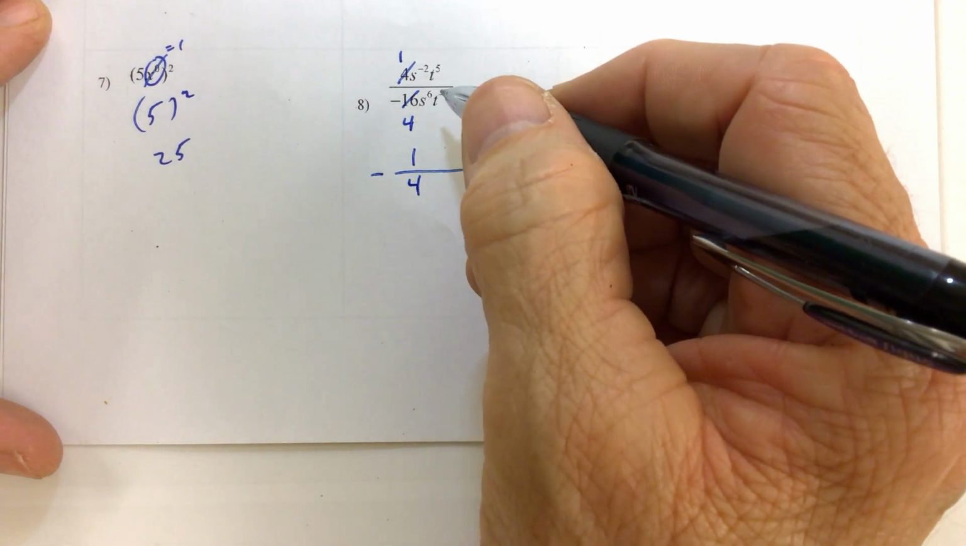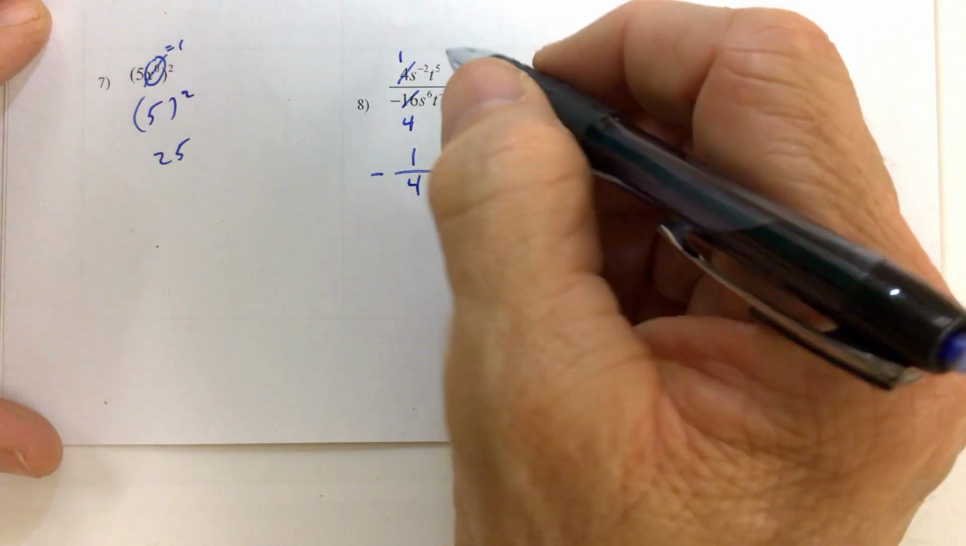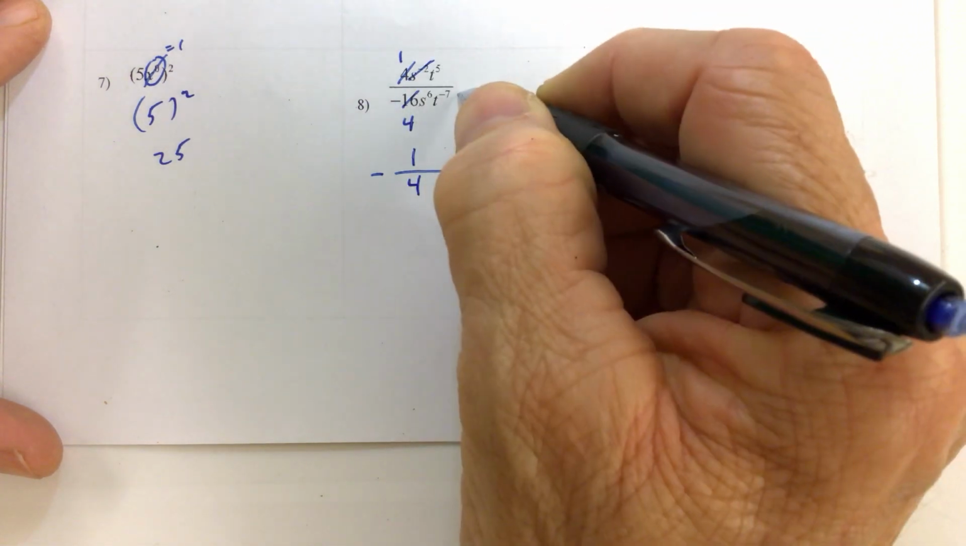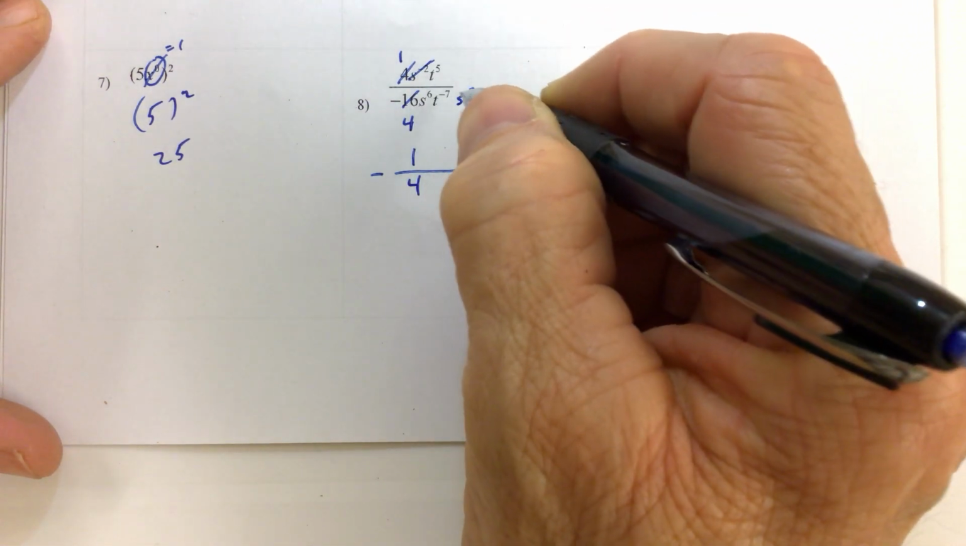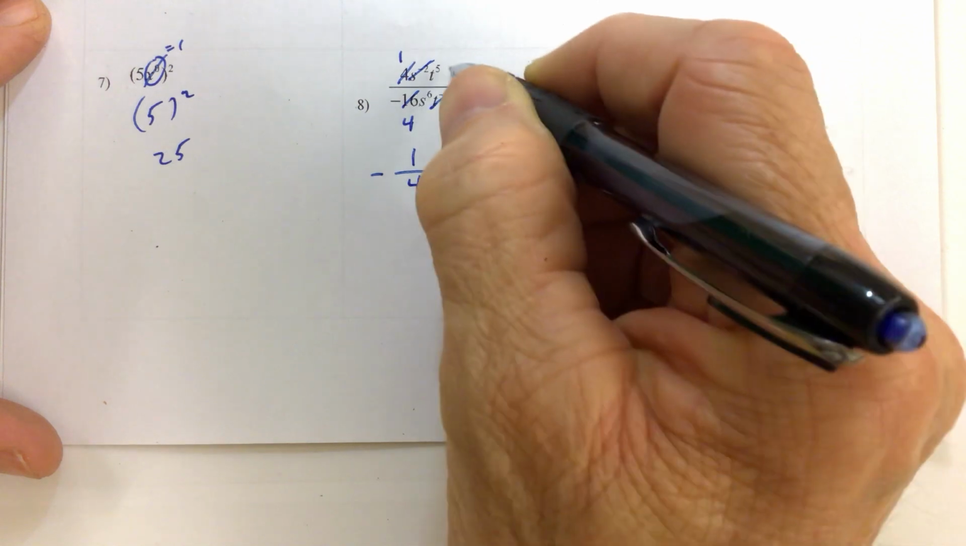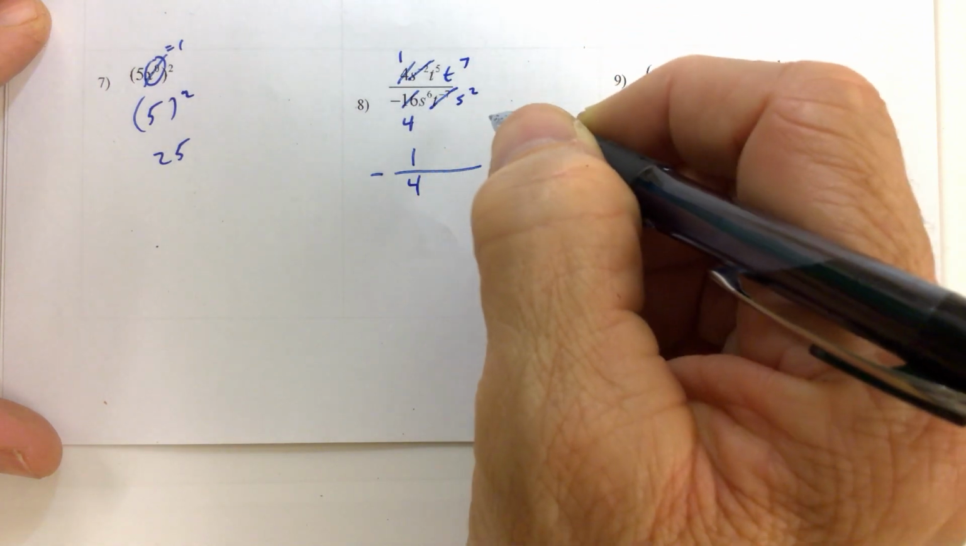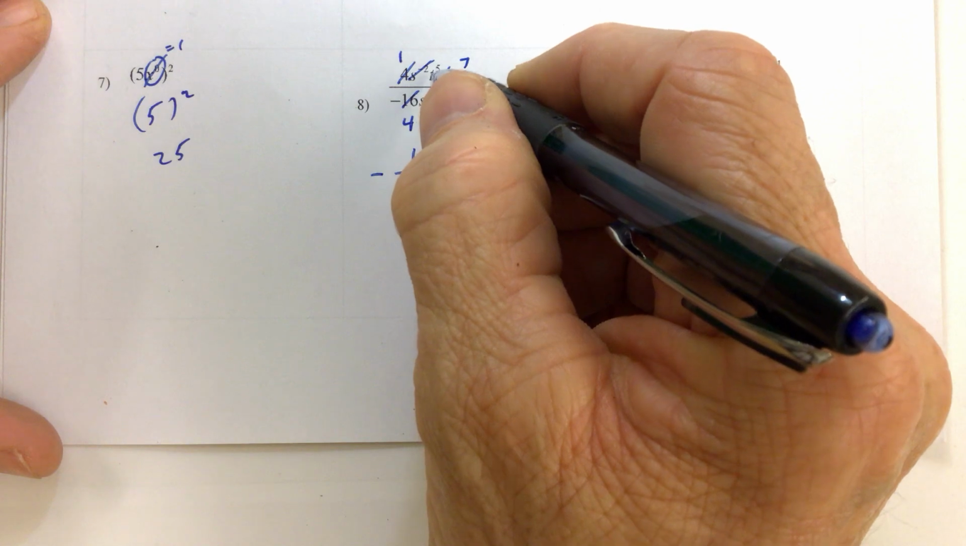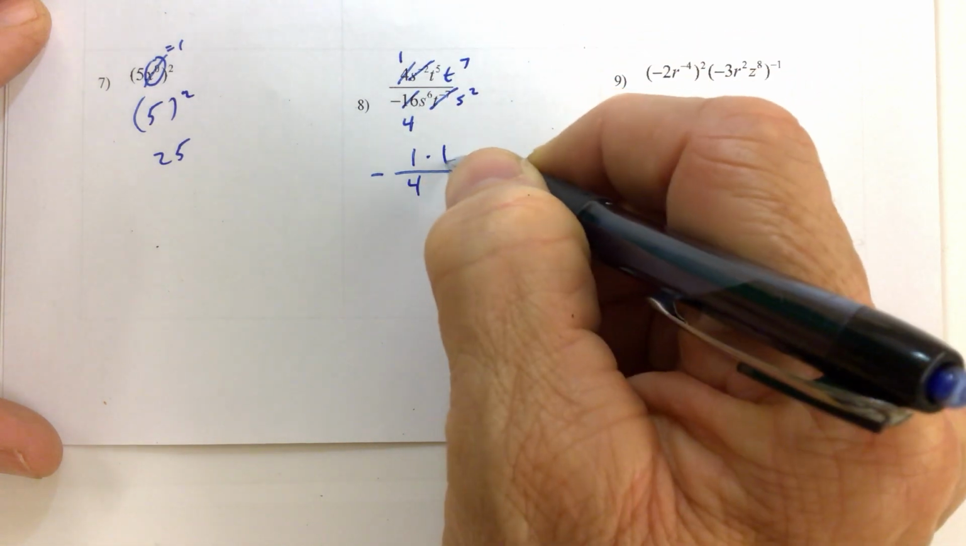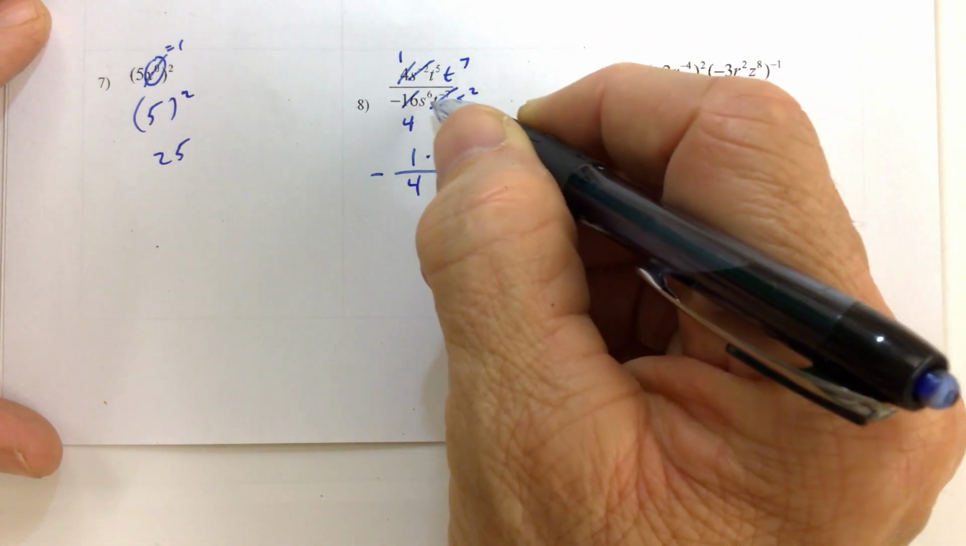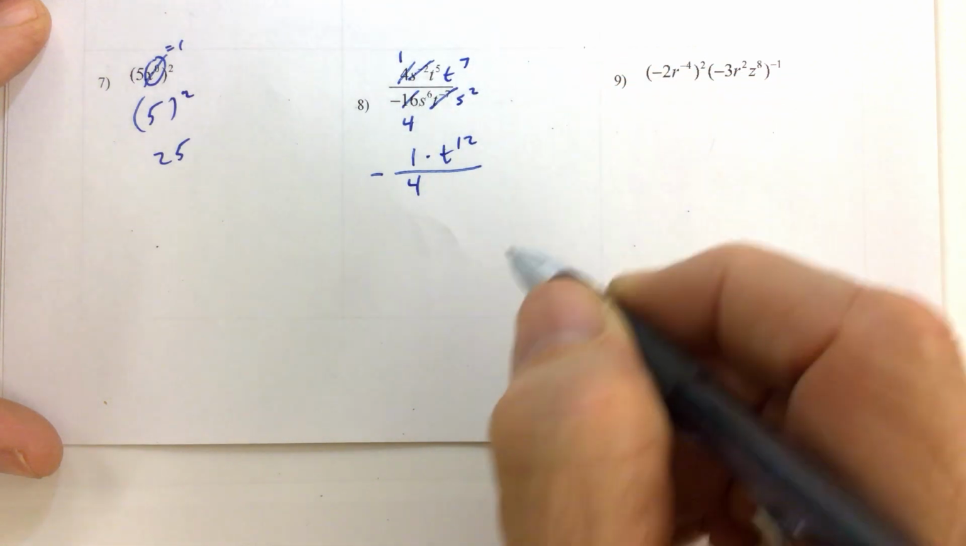Let's see if we can do this all at once. S to the negative 2 on top becomes s squared on the bottom. T to the negative 7 on the bottom becomes t to the 7th on top. So now, up on top we have t to the 5 plus 7, which is t to the 12. And on the bottom we have s to the 6 plus 2.